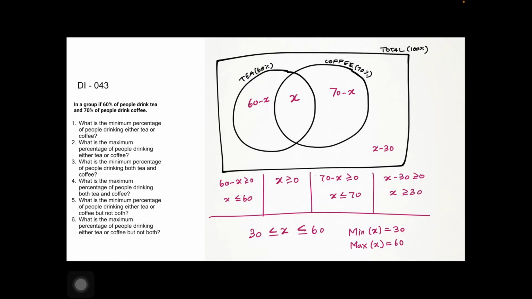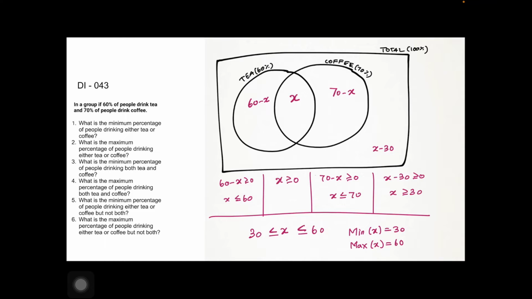How can there be a negative number of people drinking tea only? It's not possible. Therefore, the only values my x can take are the values which satisfy all these four conditions. X should be less than or equal to 60, x should be greater than or equal to 0, x should be less than or equal to 70, x should be greater than or equal to 30.